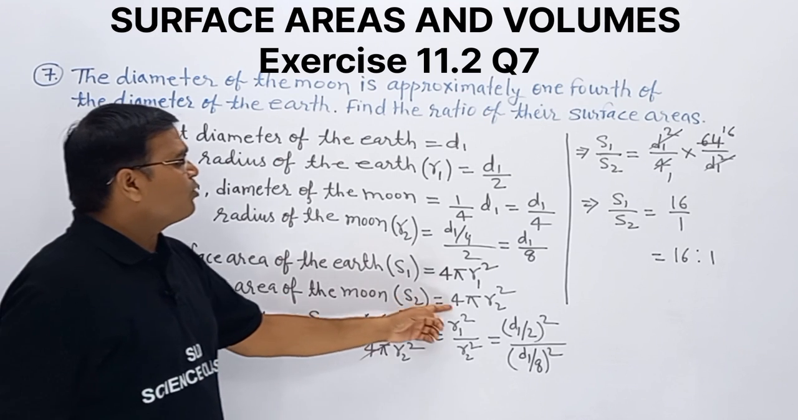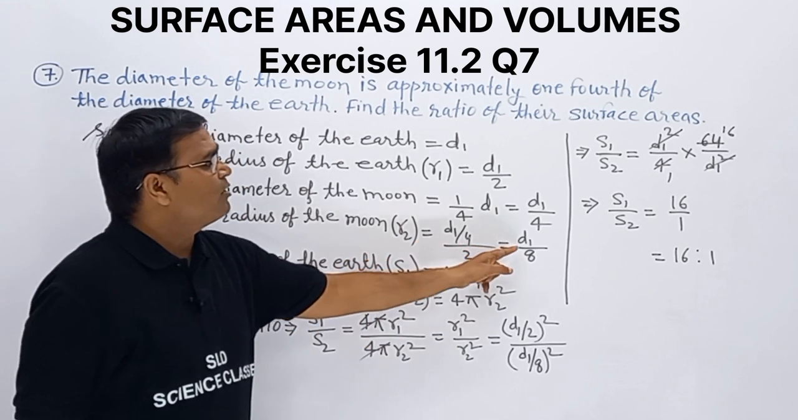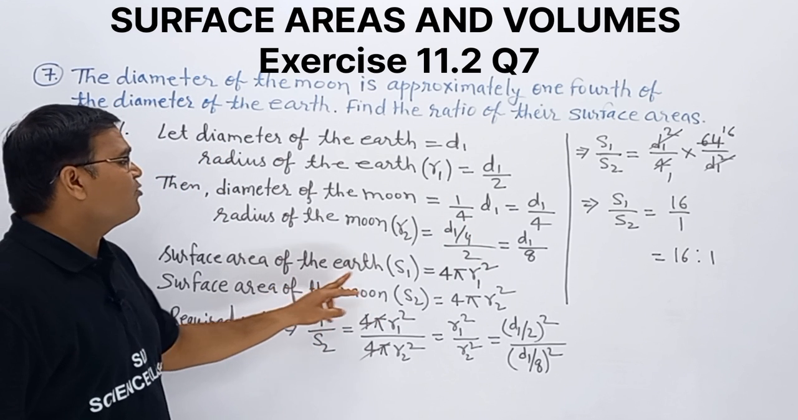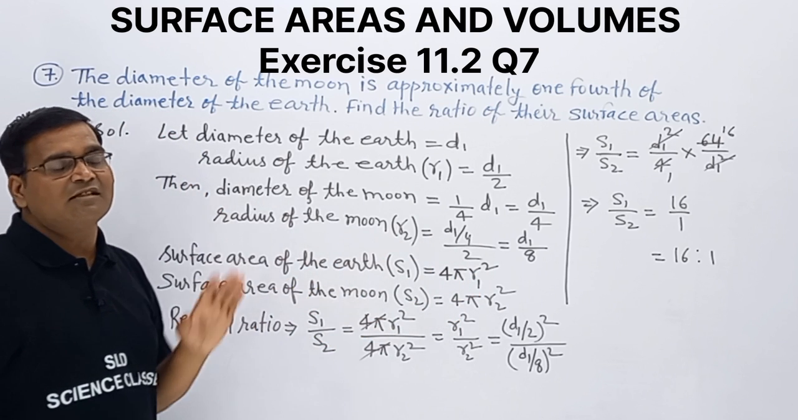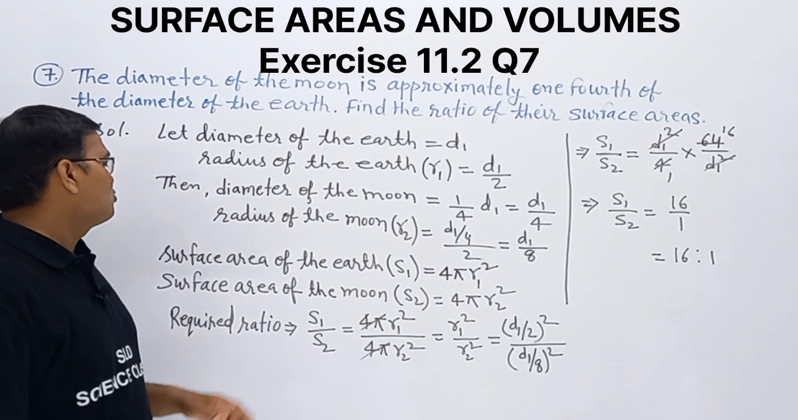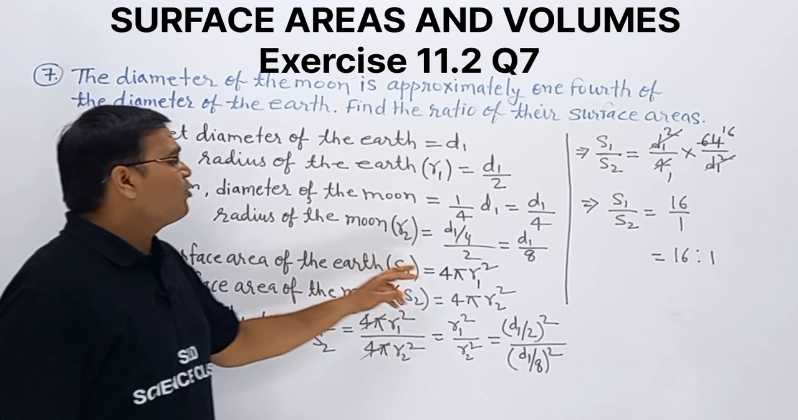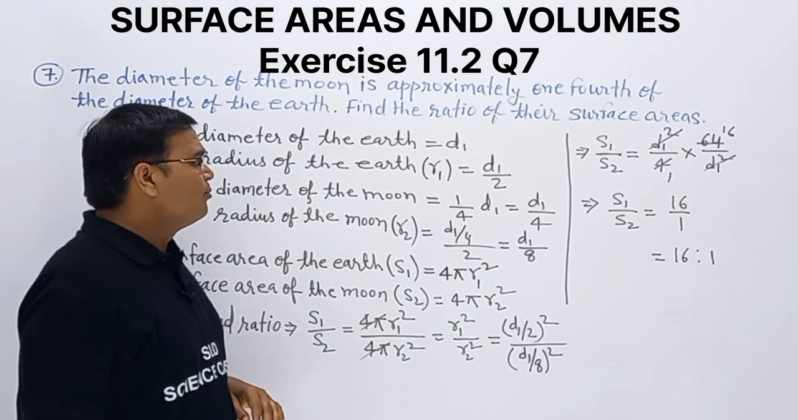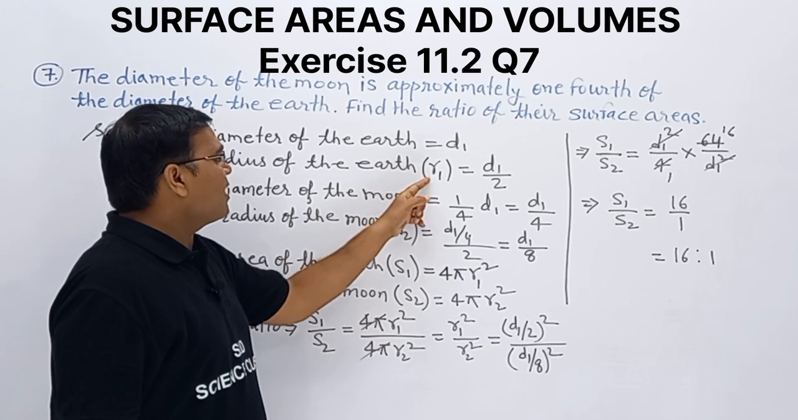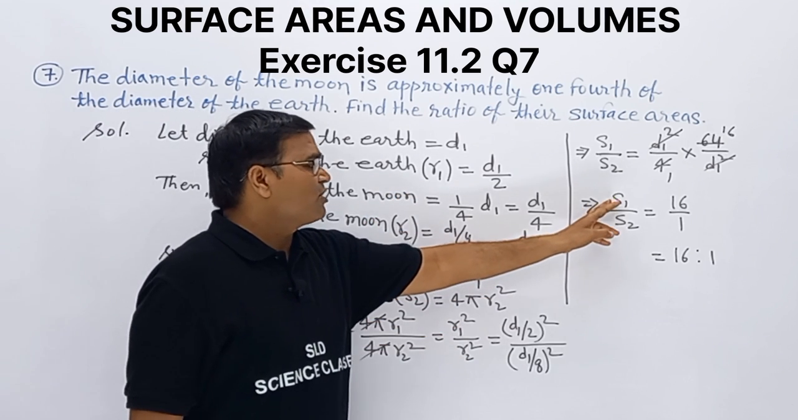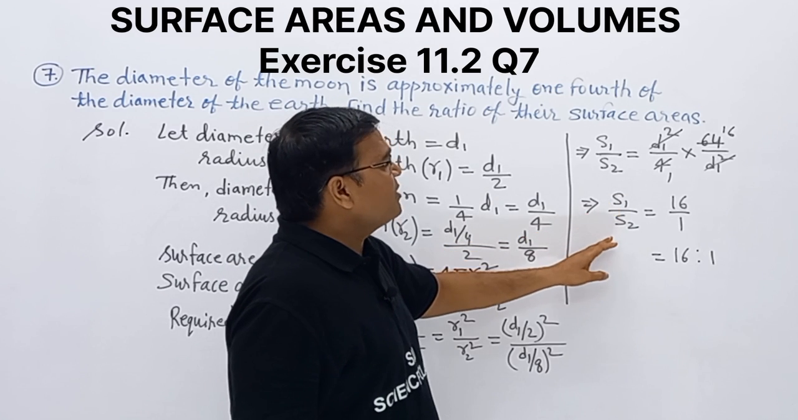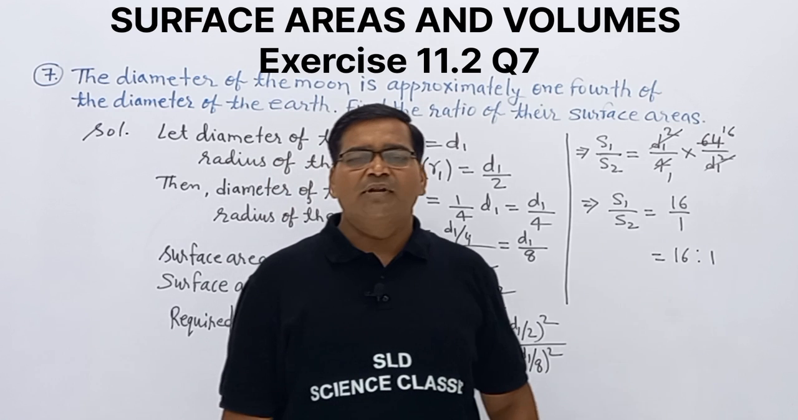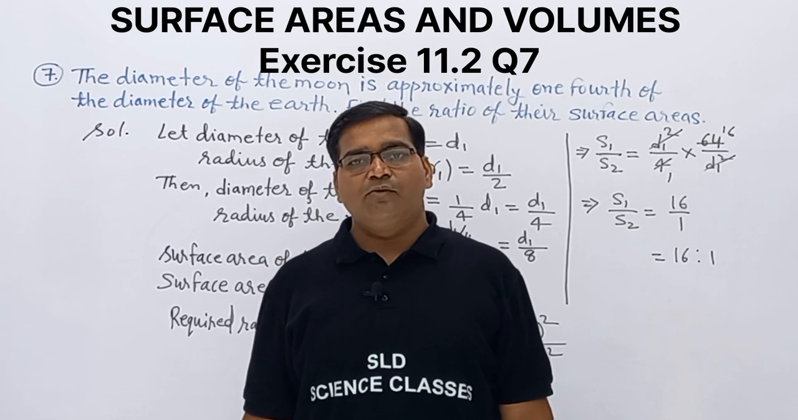Then the surface area will be 4 pi r2 square, where the r2 value is d1 by 8. The surface area of the earth is 4 pi r1 square. Why? Because the earth and the moon are both in the shape of a sphere, so we use the surface area of a sphere. R1 is the radius of the earth and r2 is the radius of the moon. Putting the values of r1 and r2 and solving, we get the ratio of the surface area of the earth to the surface area of the moon as 16:1. So simple. I hope you understand this question. That's all about this question. Thank you so much.